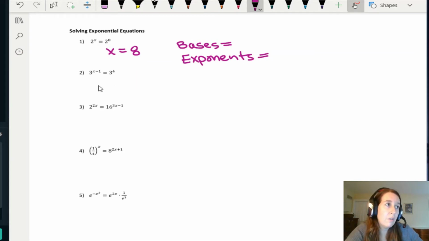Okay, so look at number 2. 3 to the x minus 1 is equal to 3 to the 4th power. Okay, so since those bases are both 3, then the exponents have to be the same. So we're going to say, well, then x minus 1 is going to equal 4. Okay? So x is equal to 5.